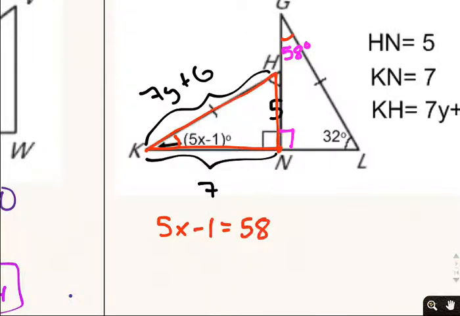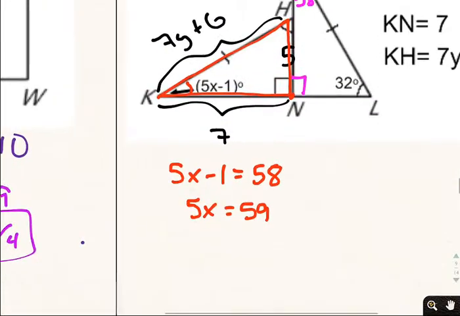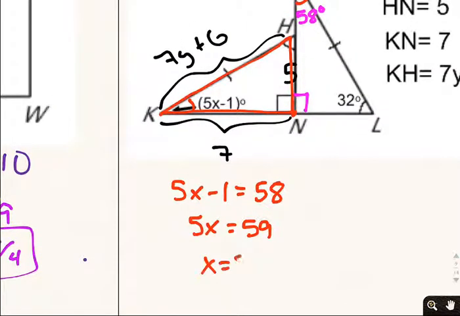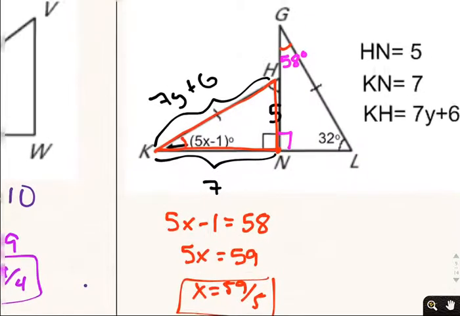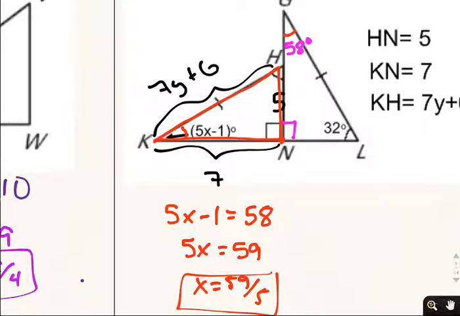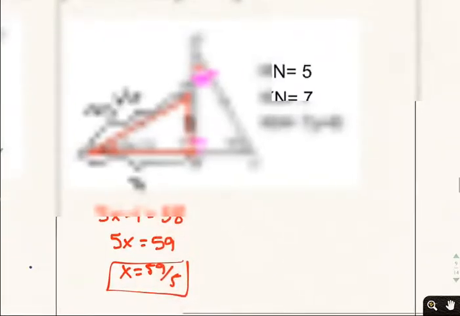So if that's the case, we have 5x is equal to 59. So x is equal to 59 fifths. Not a pretty answer, but honestly, who cares about pretty answers? All you care about is that you have the right one, and you indeed are.